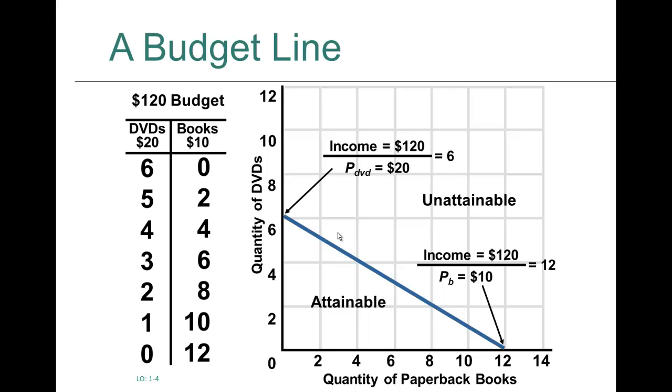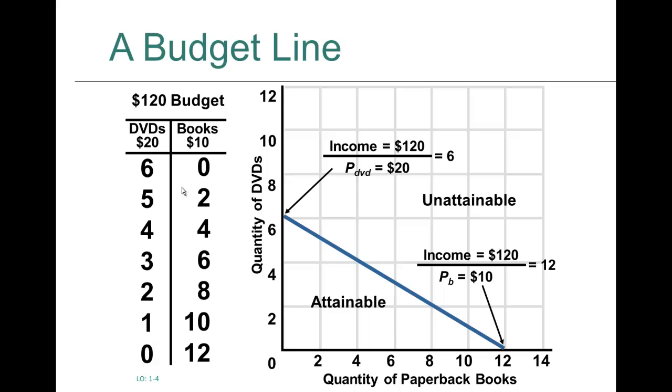Now, what if you spend all of your money on books? Well, if you have $120 and each book costs $10, then you can buy 12 books. If you buy 12 books, then you do not have any more money, which means you can only afford 0 DVDs. So this is called the budget constraint. Those are the two extreme ends.